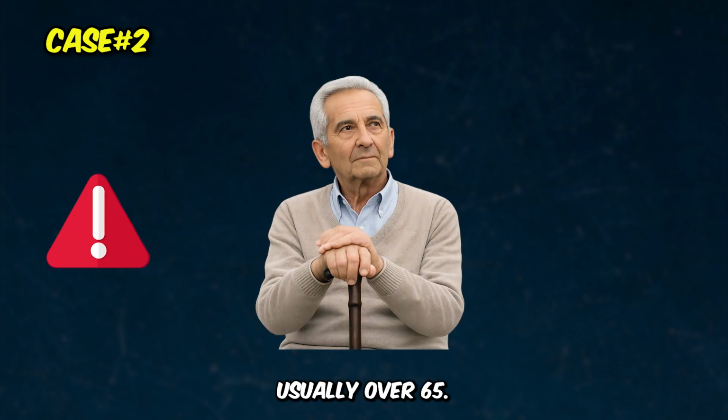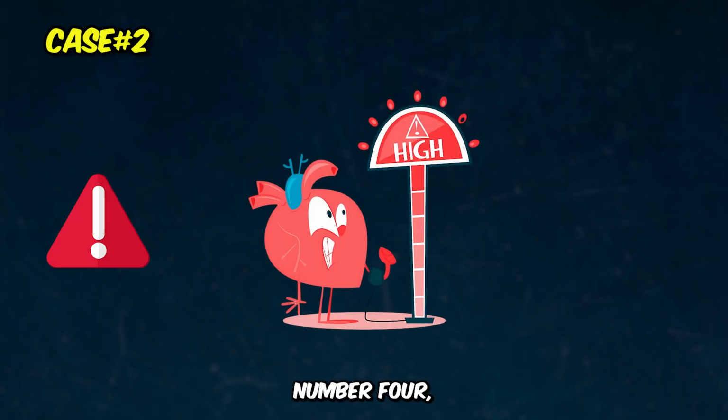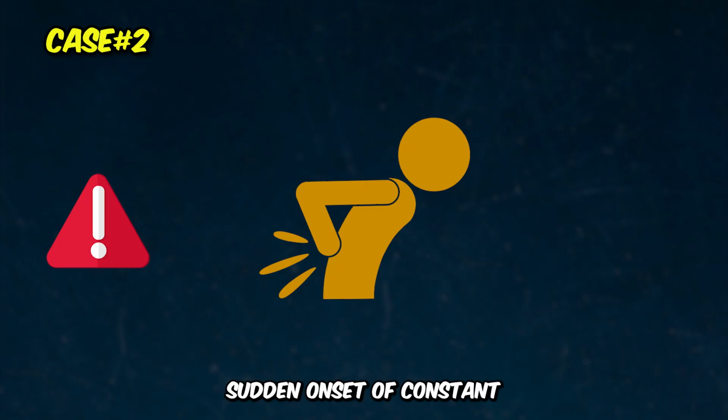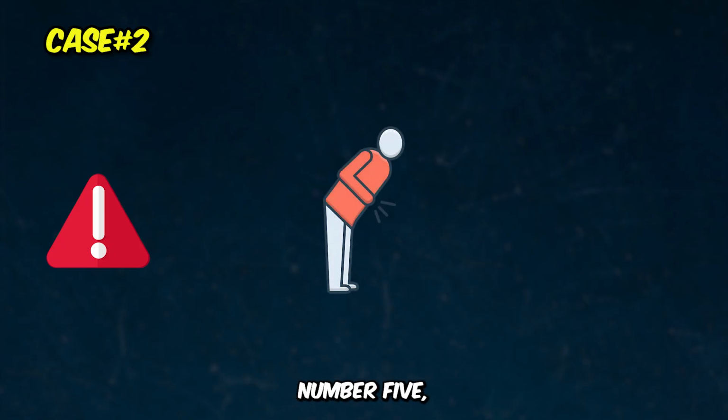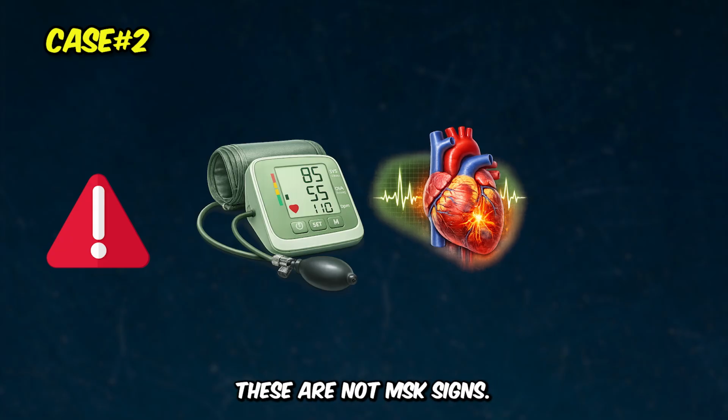The warning signs. Number 1, older patient, usually over 65. Number 2, smoker or past smoker. Number 3, hypertensive. Number 4, sudden onset of constant, boring back pain that doesn't change with movement. Number 5, sometimes they feel it in the abdomen too. Number 6, low blood pressure and elevated heart rate can indicate a leak. These are not MSK signs, these are vascular signs.